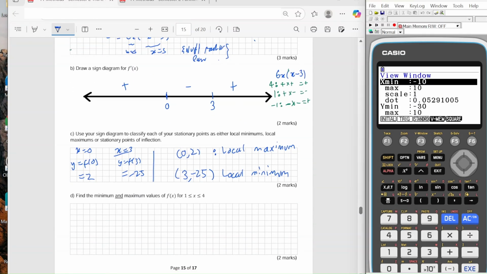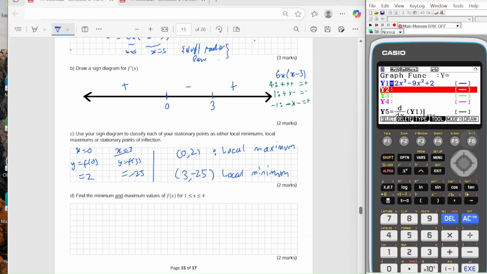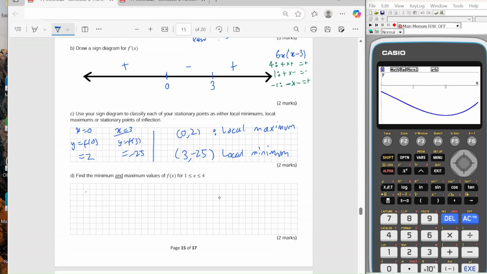So what I'm going to do is just set my window to start at 1 and end at 4. And we need to check a few things. So we need to check any stationary points. So we have this one at 3, minus 25. And we also need to check our endpoints. So this would be 1 and 4.